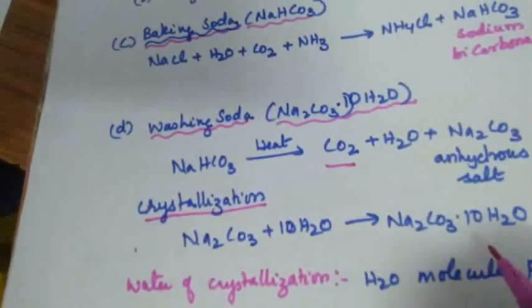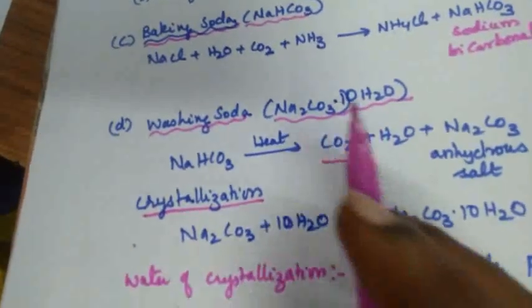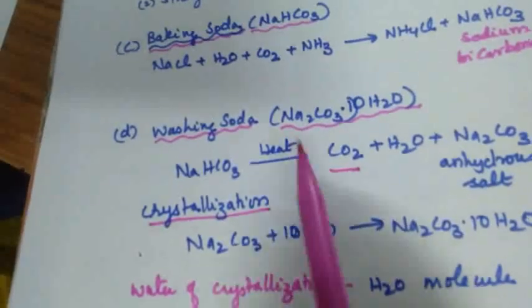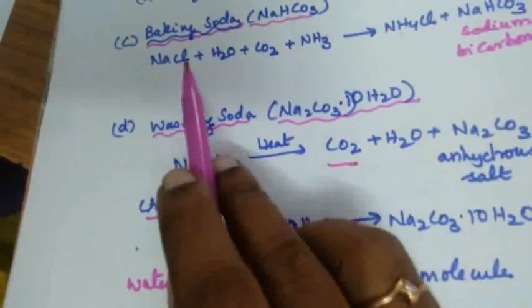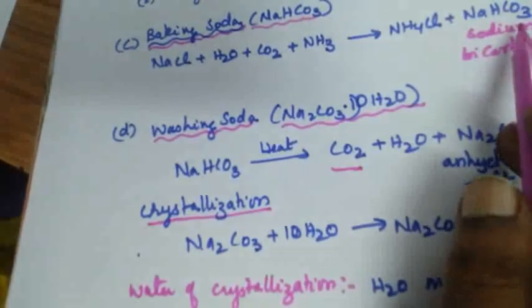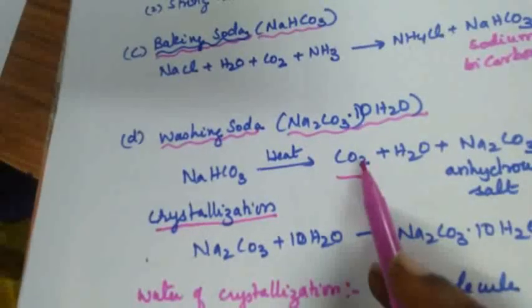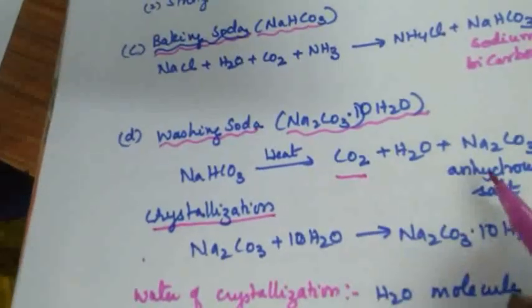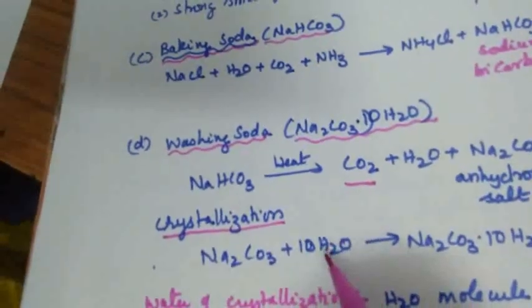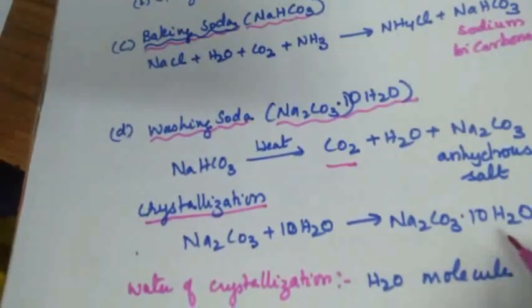So we have prepared washing soda. So how to prepare washing soda? Again, it is a three-step equation which we have to write. We have to start from here. NaCl, water, carbon dioxide, ammonia giving you sodium bicarbonate. That sodium bicarbonate is heated and we get the anhydrous salt. Anhydrous salt is crystallized with water molecules to give you the washing soda, 10H2O.